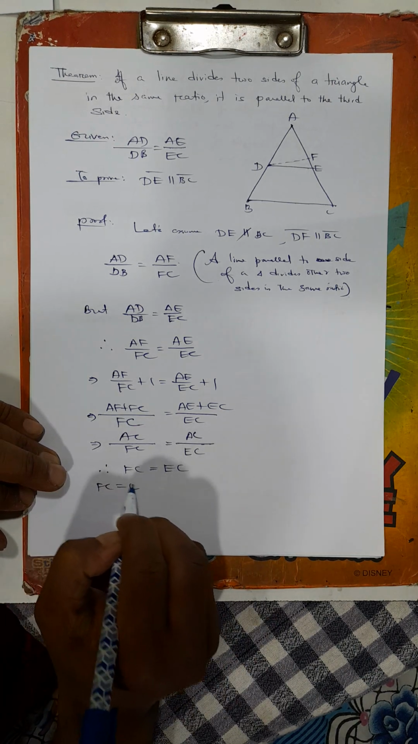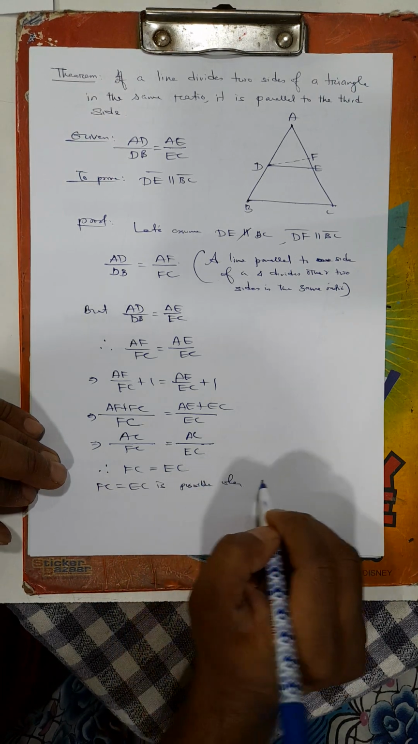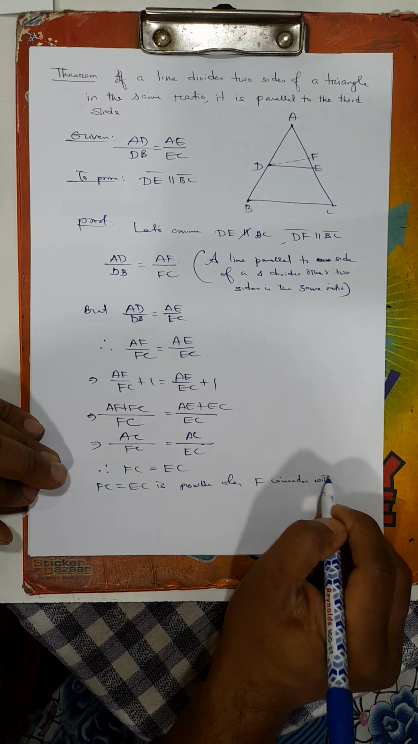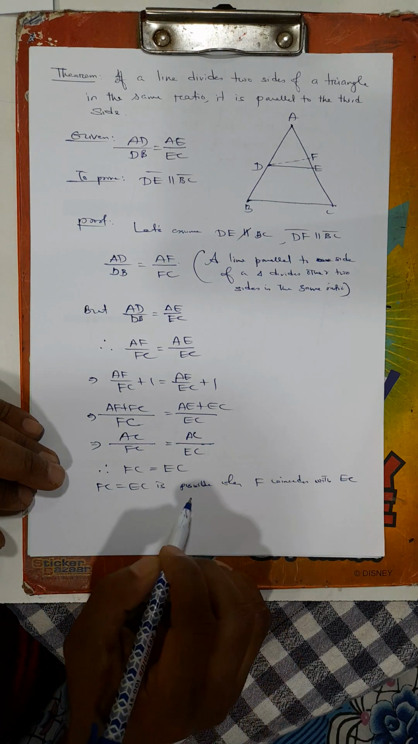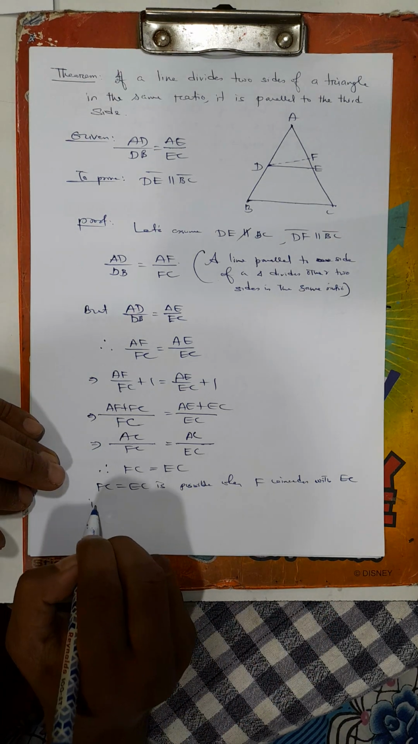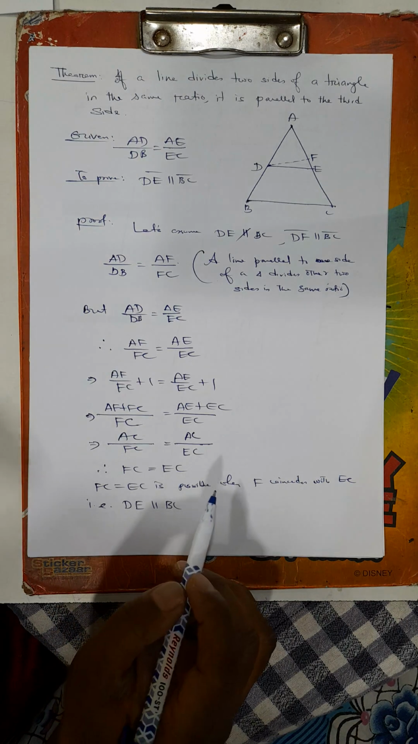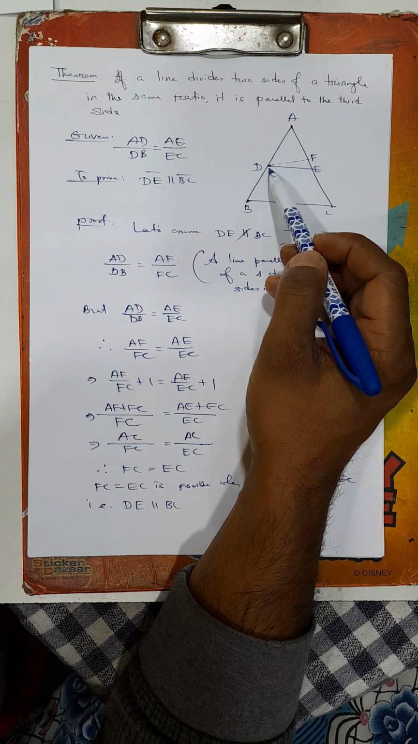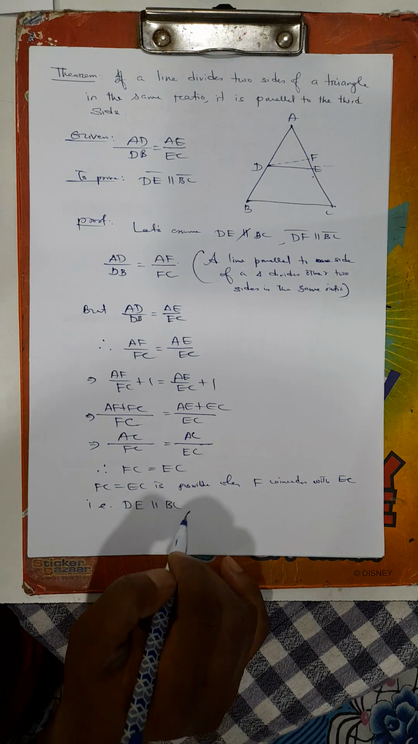Now when can you say FC equals EC? FC equals EC is possible when F coincides with E, right? It is possible only when E and F are the same point. If F coincides with E, that means DE and DF are the same line. That means DE is parallel to BC. So this was to be proved.